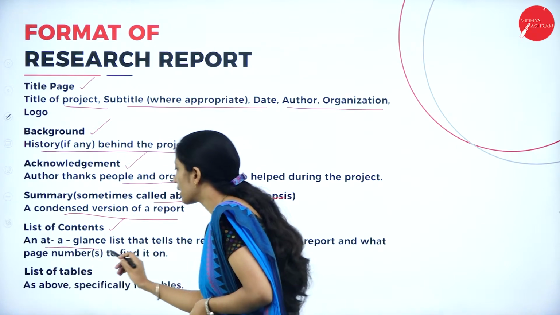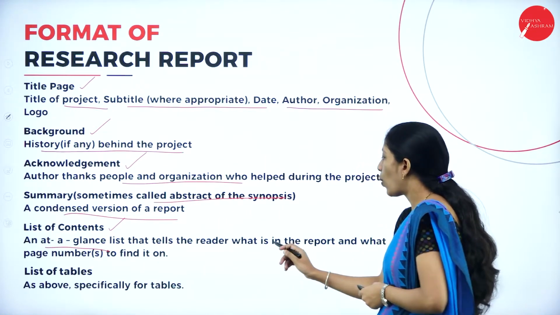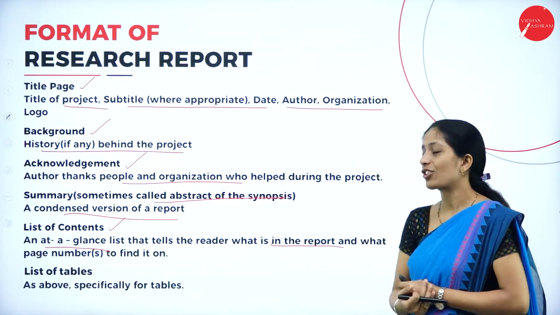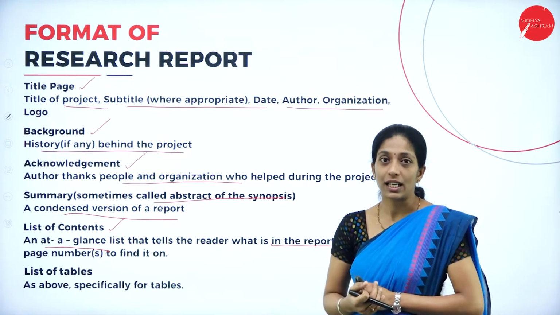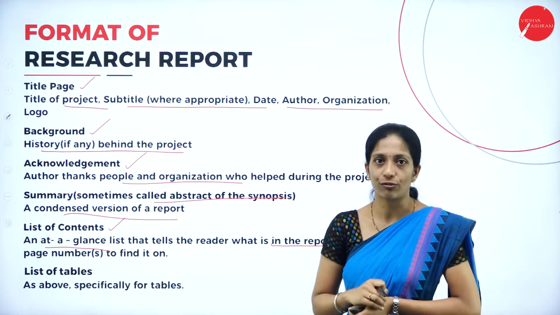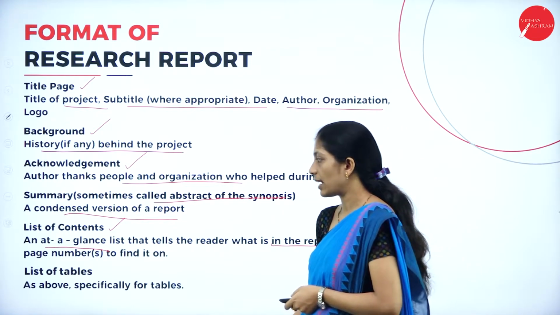So it is an at-a-glance list that tells the reader what is in the report and what page number to find it on. So which page number he can refer to in order to get his information. That is list of contents.